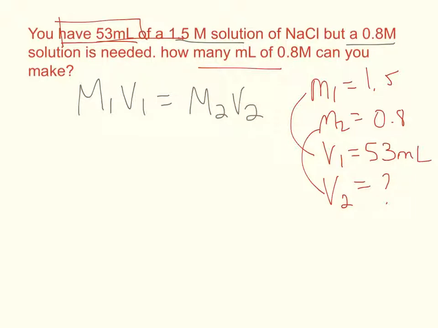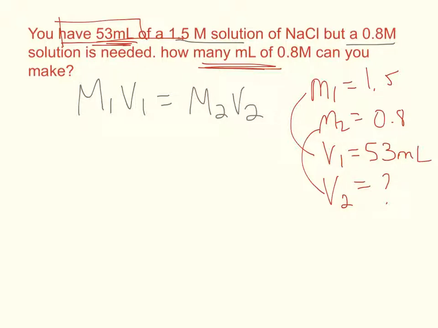The second component that we have to make sure of is, are there any unit conversions? The question gives us the 53 mils for volume 1, and it's also asking how much volume in milliliters you will make for your V2, of that 0.8 molar solution. So there are no unit conversions. If it said we had 53 liters and asked how many milliliters, then we would have a unit conversion to do, or vice versa. If we started with 53 mils and it asked how many liters that would make. So keep in mind your units and what the question is asking, because they might not always be the same.